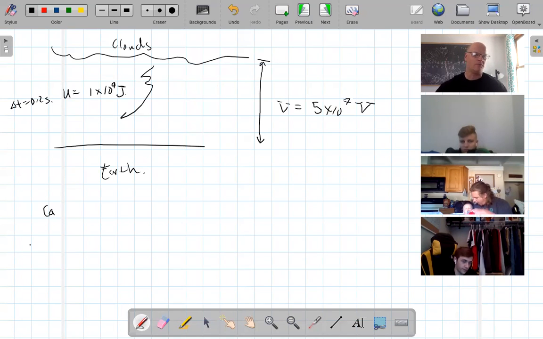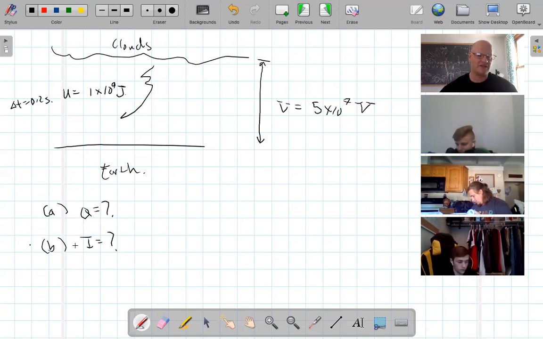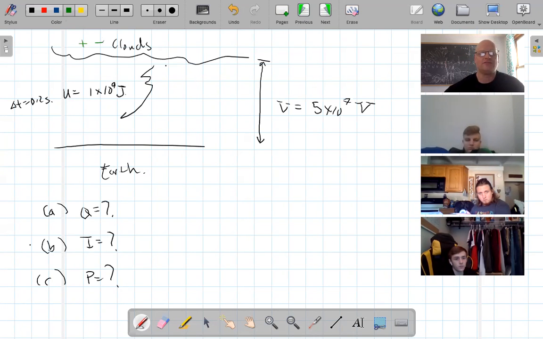Okay. So for part A, what we want to know is the amount of charge contained inside the lightning. So how much charge is inside of the lightning? For part B, we want to know what the current is, carried from the ground to the clouds. And finally, part C, what is the power? Okay. So let's talk about this a little bit more. What happens is the clouds get positively charged.